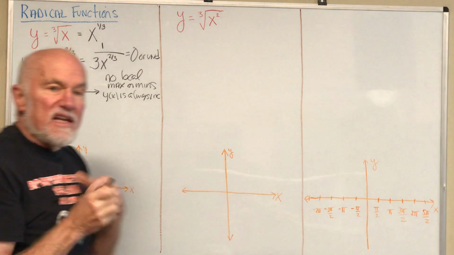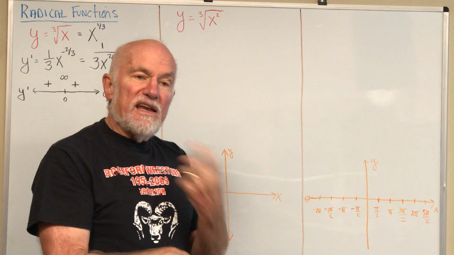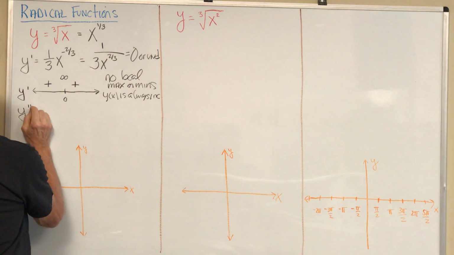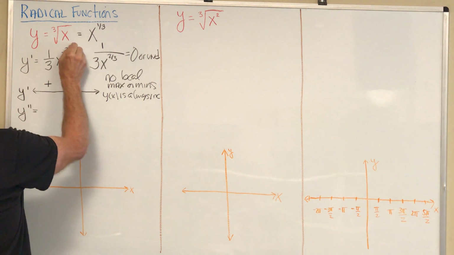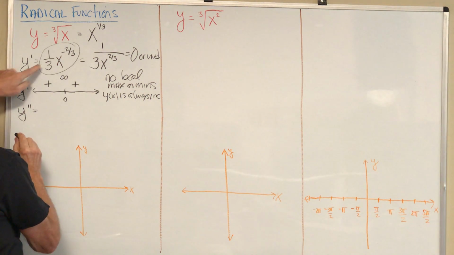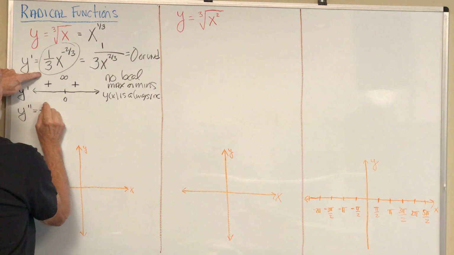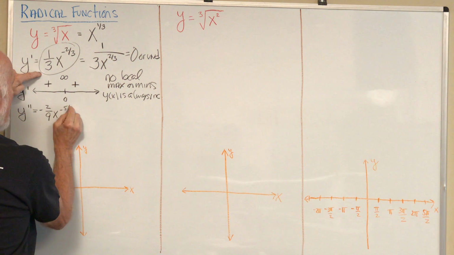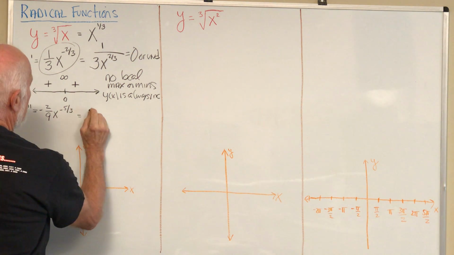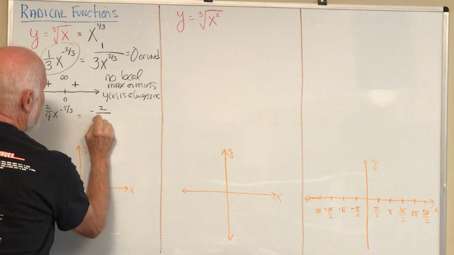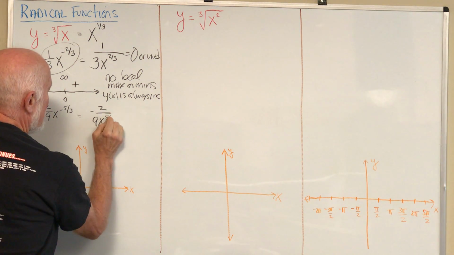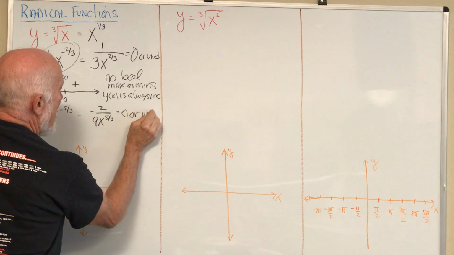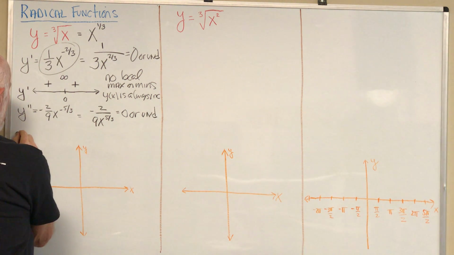So even though we didn't find any special points, we did find out quite a bit about the function. Now, let's go to the second derivative. Second derivative, we can work from here, again with the power rule. So we get negative 2/9 x to the negative 5/3, which is negative 2 over 9 x to the 5/3. And I want to see where that's 0 or undefined for possible points of inflection.